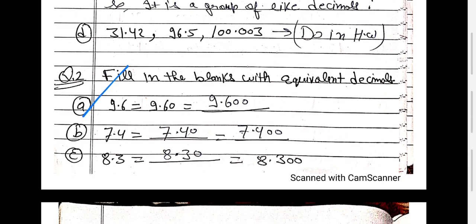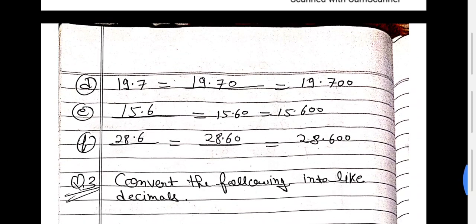Now it becomes 9.6. So you can write here 9.60, increase 1 zero, and now increase 2 zeros. Simply you can increase the zeros, nothing else. All these are known as equivalent decimals. Now 7.4, write 7.40, 7.400. Now it becomes 8.3. Now you can write here 8.30 and 8.300. Simply you can increase those zeros, nothing else.